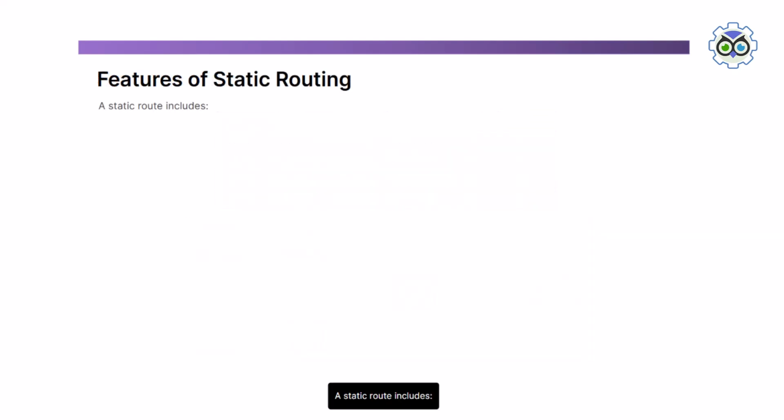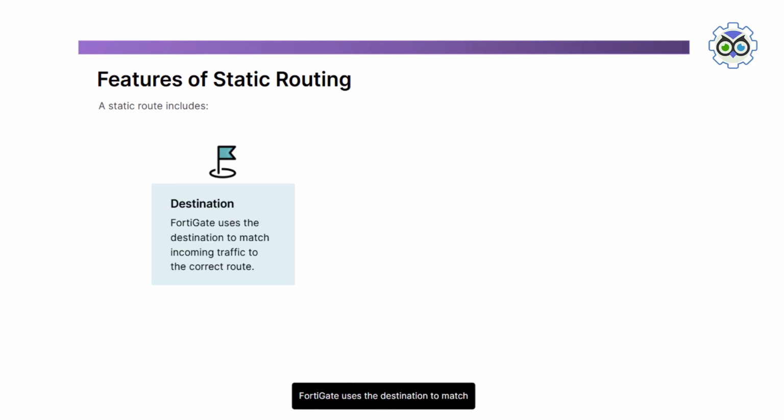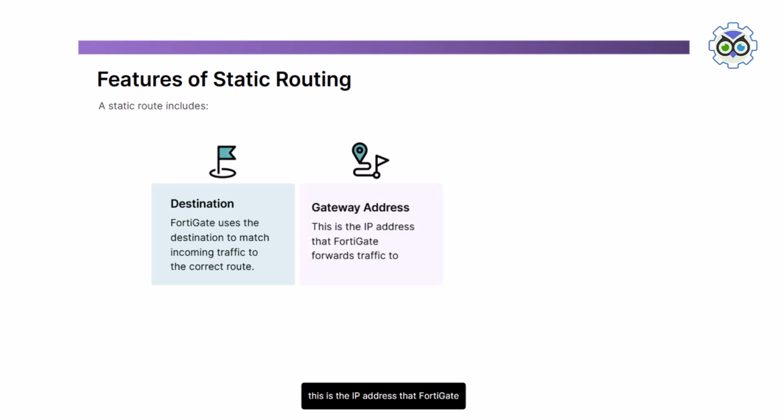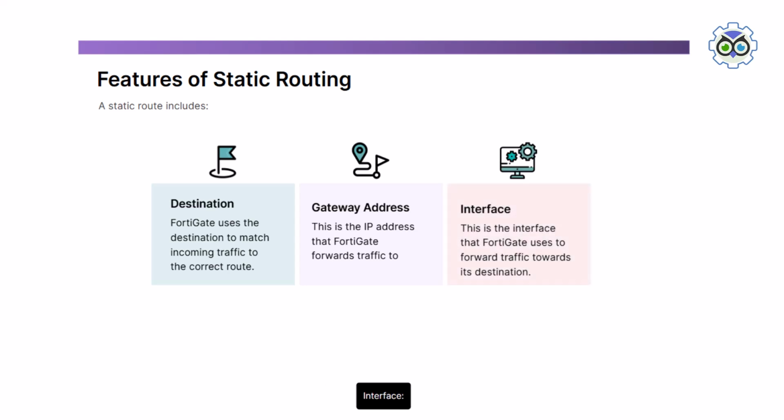A static route includes destination. FortiGate uses the destination to match incoming traffic to the correct route. Gateway address. This is the IP address that FortiGate forwards the traffic to. Interface. This is the interface that FortiGate uses to forward traffic towards its destination.